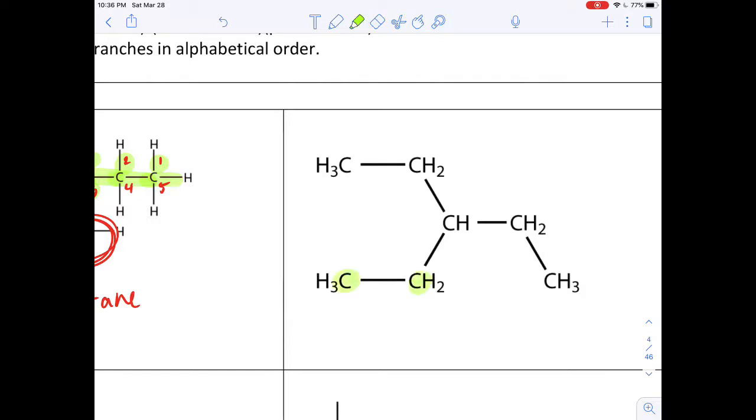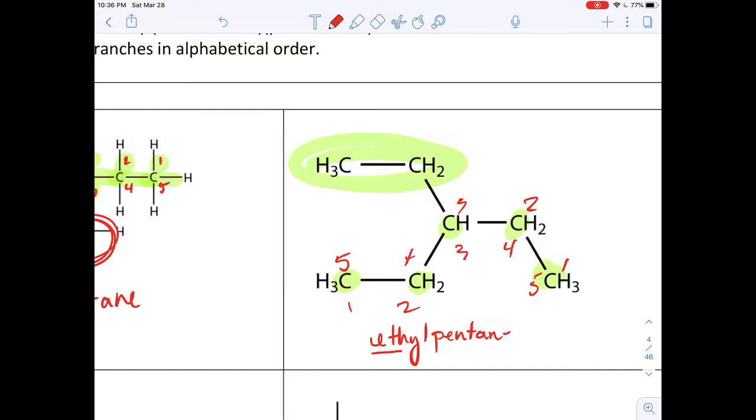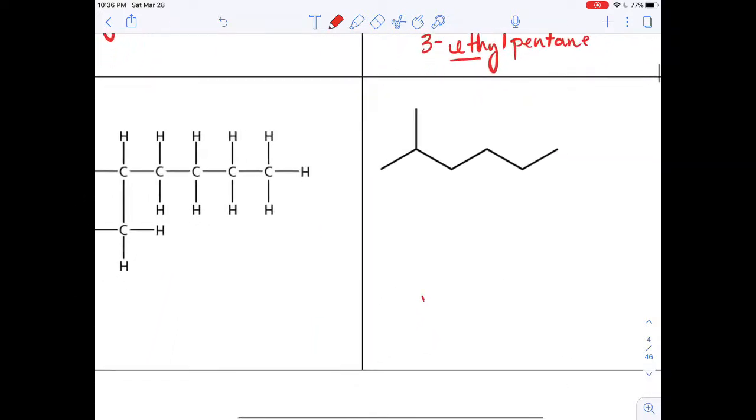So I'll go 1, 2, 3, 4, 5, and you're going to number both ways, 1, 2, 3, 4, 5, or 1, 2, 3, 4, 5. You can see it's going to be a pentane, and the branch is coming off the third carbon. But in this case, I've got a 2 carbon long branch. So this is going to be an ethyl, because eth means 2. Ethyl pentane, with the ethyl coming off the third carbon. So this is 3-ethylpentane.